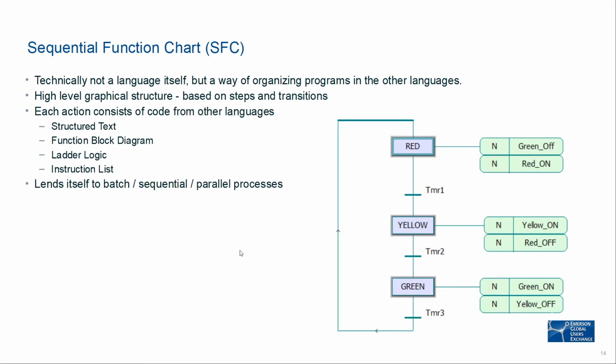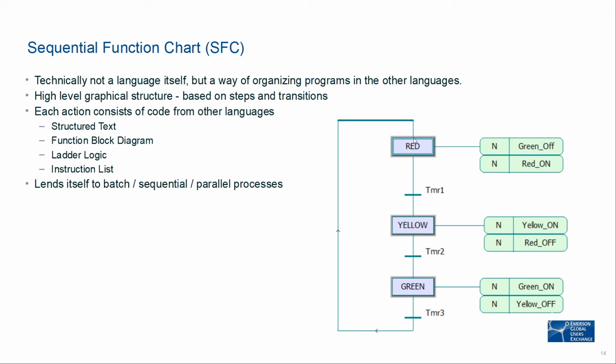And then the last language is sequential function chart. And kind of like those custom function blocks, this is more a way of organizing your code. So the way this works is you have these steps. So you see these red, yellow, green are the names of my steps. And each step performs a series of actions, you see on the right. And these actions are actually custom functions, which you can write in any of those other languages, and then they're separated by these transitions, which again are custom functions, which you can write in any language.